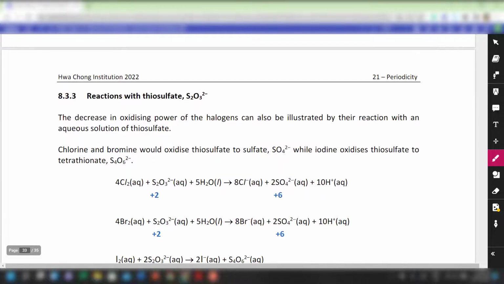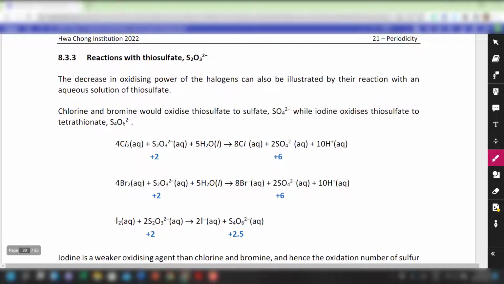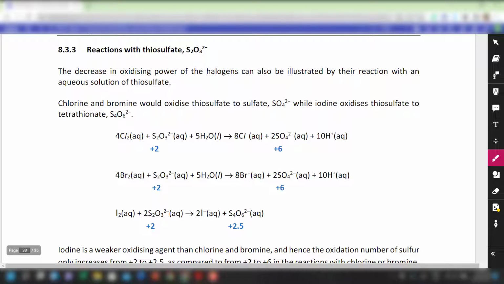Then we're going to move on to the next section on the reaction with thiosulfate. That should be very convenient and common, and you have seen that before in JC1. Remember, one of the most important redox titrations which you should be familiar with is the iodine thiosulfate titration. That is what we call iodometric titration.